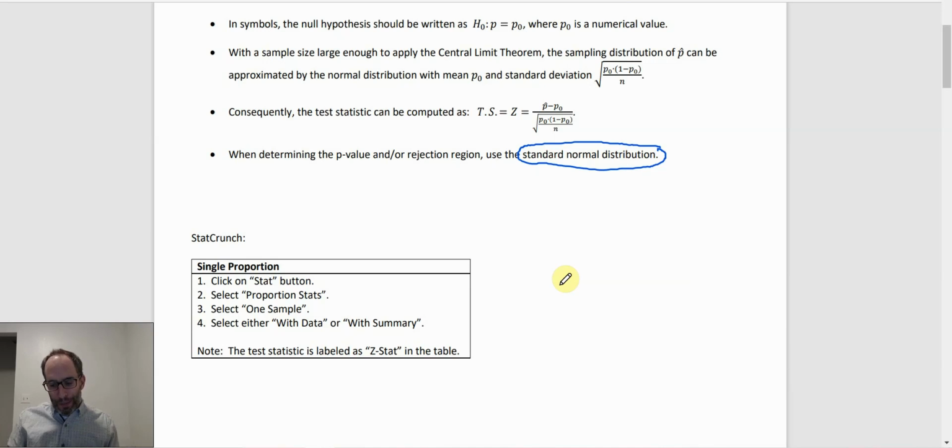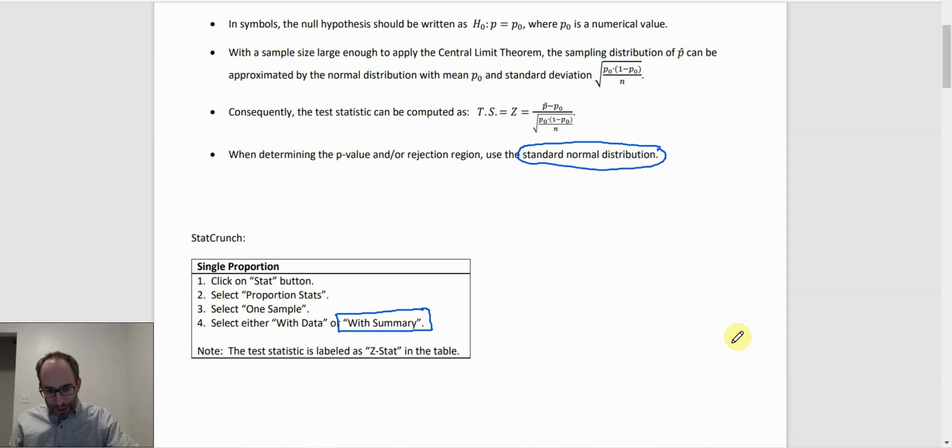So on the stat button in that menu that shows up, you want to go to proportion stats, then one sample. And then for everything that we're going to do, realistically, it's going to be with summary. With data would be if you had the raw data, but we always have a sample proportion, and that's a summary value. The raw data would be a column of yeses and nos for the individuals in the sample. And we never have that. It's always, well, we had 145 people say this out of 180. So then p-hat's 145 over 180, and that's a summary value. So we're always going to have with summary.